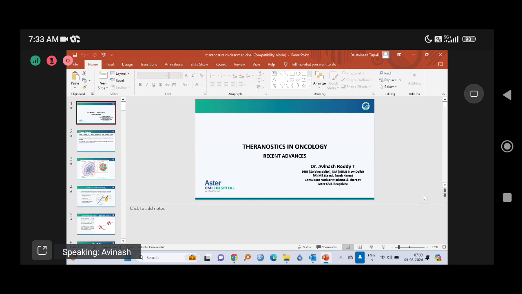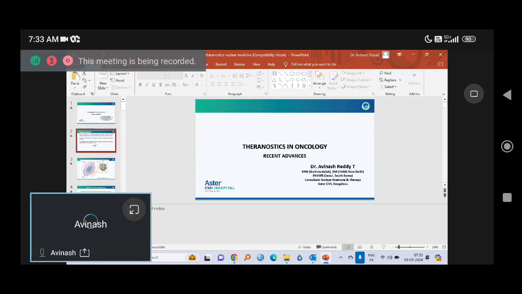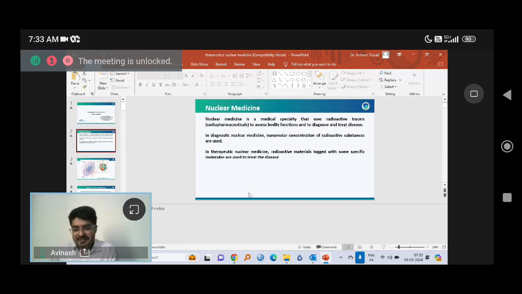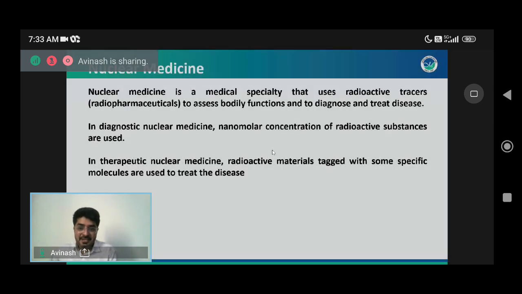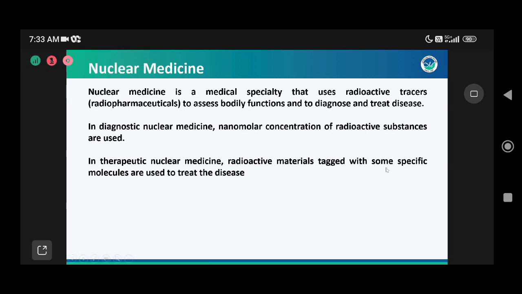My topic is Theranostics in Oncology and Recent Advances. First of all, everyone should know what nuclear medicine is. Nuclear medicine is a medical specialty that uses radioactive tracers or radiopharmaceuticals to assess bodily functions and to diagnose as well as treat disease.